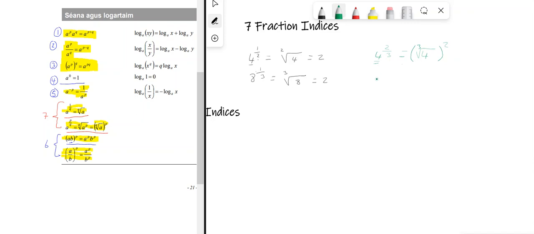So let's look at another example. Let's say 8 to the power of 3 over 2. That's going to be equal to the second root, or the square root of 8, and then it's all raised to the power of 3. Okay, so that's this seventh rule here. And again, you don't need to memorize these, they're all in your log tables, but you do need to know how to use them and how to recognize what you're doing.